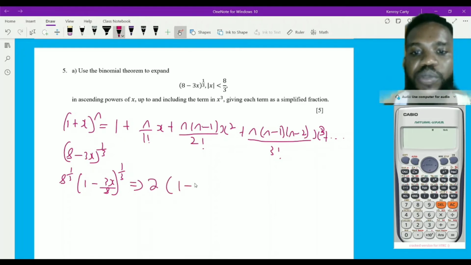So I have 2 times (1 minus 3x over 8) all to the 1/3. Now, let us identify certain things here. By comparison, in the place of x, you have negative 3x over 8, and in the place of n, you have 1/3. So that is what we're going to use to populate the function here.